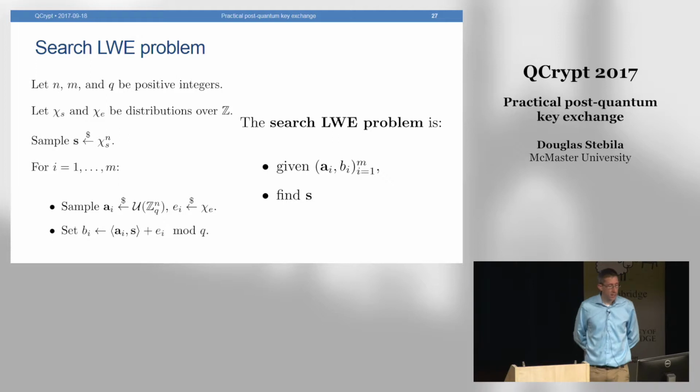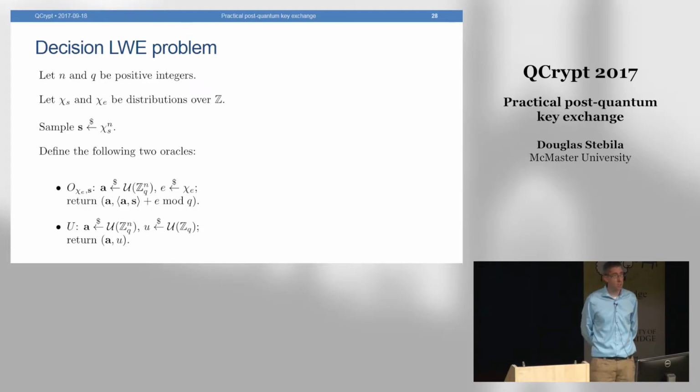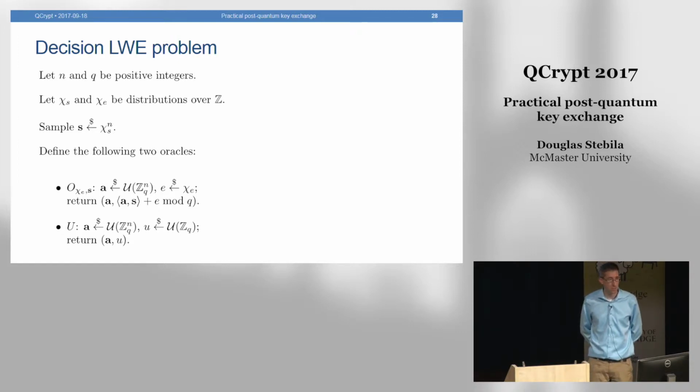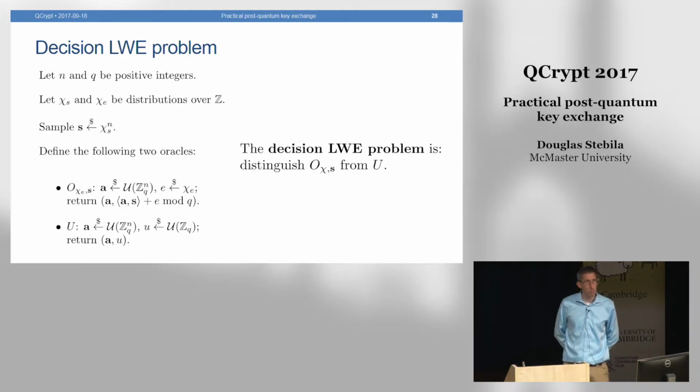And the decision learning with errors problem is quite similar. We have the same setup, our same distributions, and a sampled secret vector s. This time we have two oracles that the adversary interacts with. The real oracle, O sub chi-s, creates real LWE samples, picks random vectors a, and produces b's according to the way it's supposed to. Or there's a uniform oracle, U, that just generates vectors uniformly at random. And our adversary is going to interact with one of these two oracles, but doesn't know which one. So the decision LWE problem is to distinguish the real distribution, vectors from the real oracle, from the random distribution, vectors from the random oracle. So these are our two main problems.